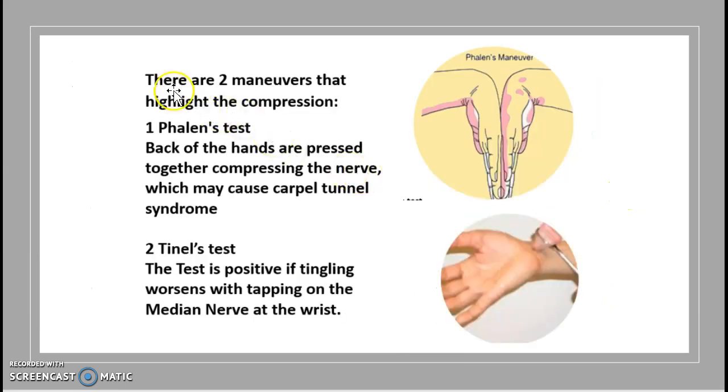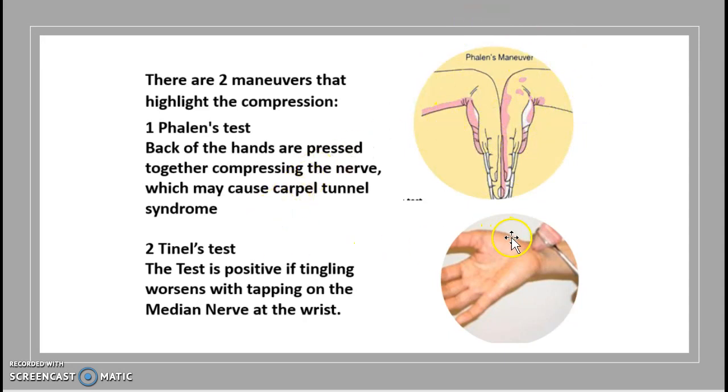So there are 2 maneuvers that we can highlight the compression, or in other words, find out if a person is dealing with carpal tunnel syndrome. Now, the first is going to be Phalen's test, which is going to be the one up here. So basically, the backs of the hands are pressed together, which essentially is going to compress the nerve, and this may cause carpal tunnel syndrome. So this is one way to figure it out.